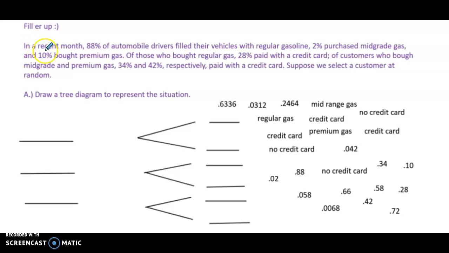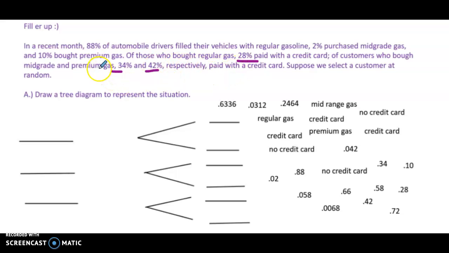All right, in a recent month, 88% of automobile drivers filled their vehicles with regular gasoline, 2% purchased mid-range gas, 10% bought premium gas. Of those who bought regular gas, 28% paid with a credit card. Of those who bought mid-grade gas, 34%, and 42%. So the 34 goes with the mid-grade and the 42 is with the premium, respectively, paid with a credit card.